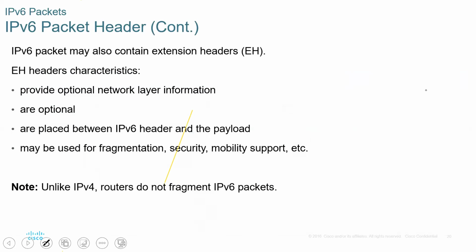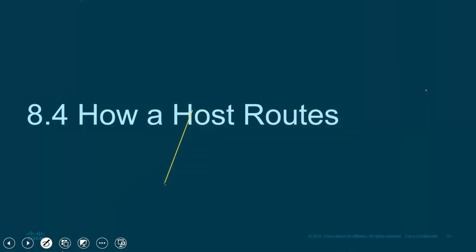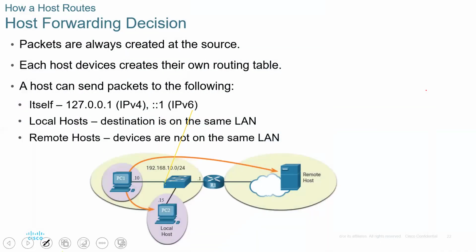Now, an IP version 6 packet may also contain extension headers. Extension headers provide optional network layer information, and they are placed between the IPv6 header and the payload. Sometimes they may be used for fragmentation, security, mobility support, and things like that. So unlike IPv4, routers do not fragment IPv6 packets.